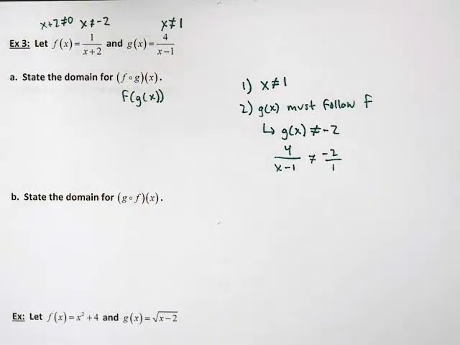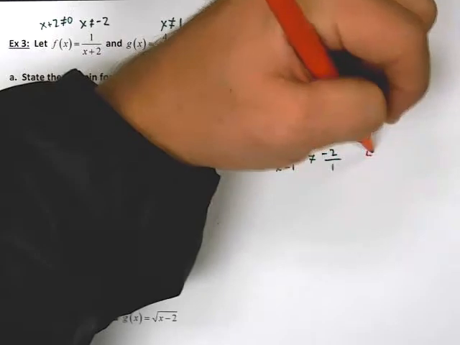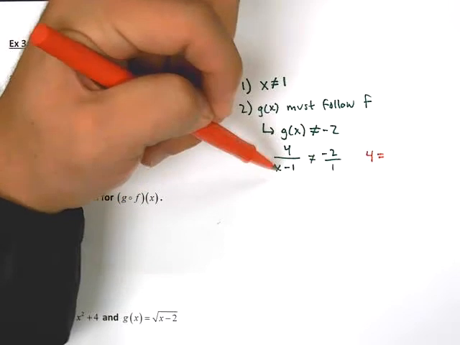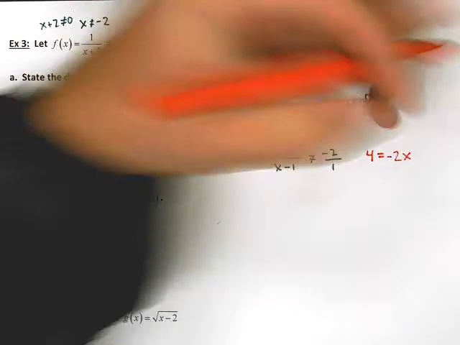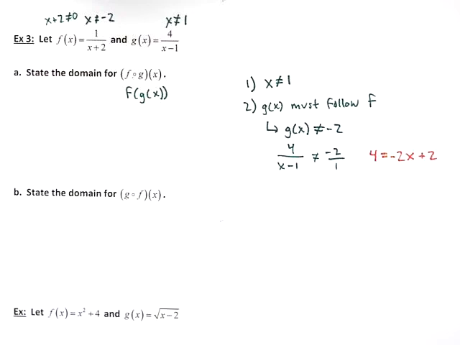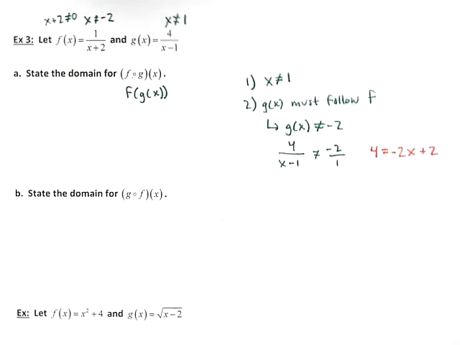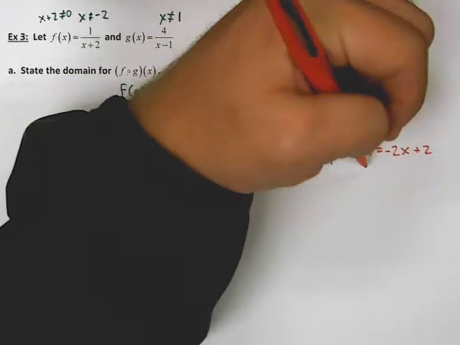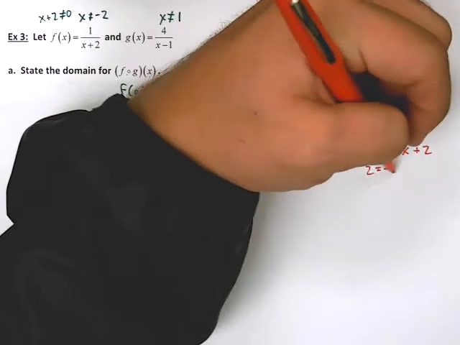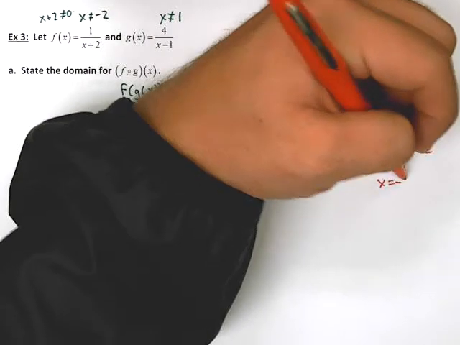So if I do that, what do I end up getting? I end up getting 4 on the left, and then negative 2 times x minus 1, so negative 2x plus 2. Please remember to distribute. That's still a common error, and I want that to stop. All right, so when I solve this, I get 2 is equal to negative 2x, or x is equal to negative 1.